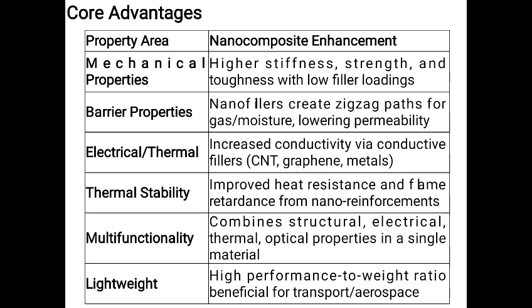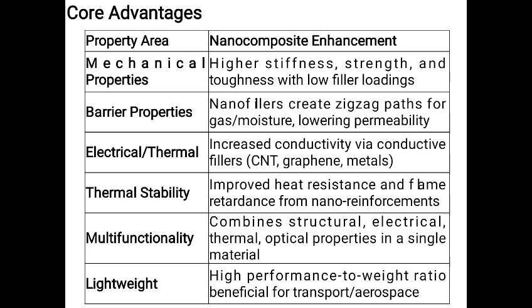The main advantages of nanocomposites are given with respect to its properties. So when comparing with the mechanical properties, nanocomposites have higher stiffness, good mechanical strength and toughness with low filler loadings. And barrier properties, nanofillers create a zigzag path for both gas as well as moisture, and also it has low permeability. Electrical and thermal properties, it has increased conductivity via conductive fillers being used as nanofillers, that is in the case of carbon nanotube, graphene and metals.